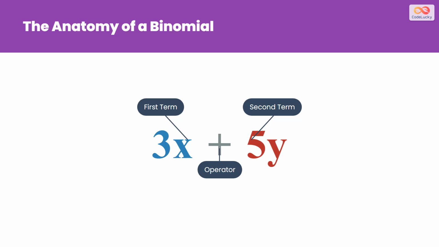Let's break down the structure using the example 3x plus 5y here. 3x is the first term, and 5y is the second term. The plus sign in the middle is the operator that connects them. It is crucial to see these as two distinct parts working together.